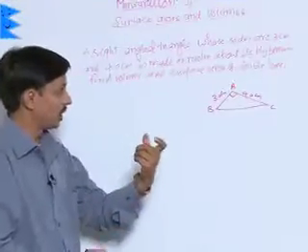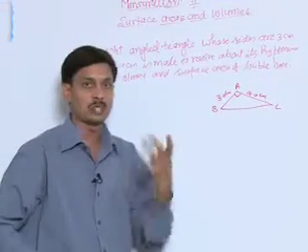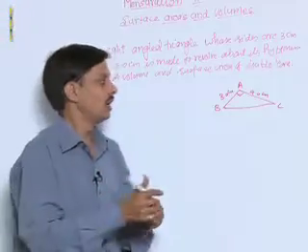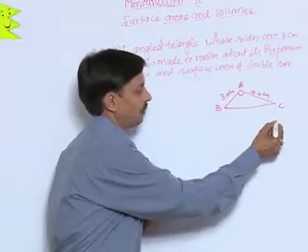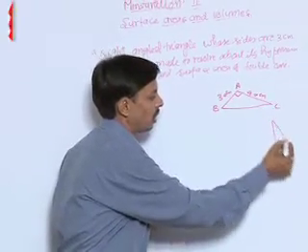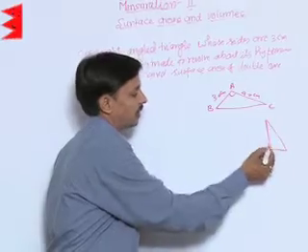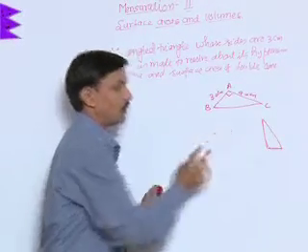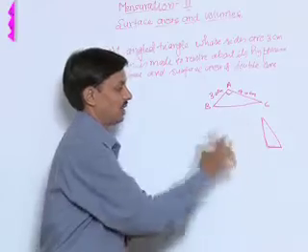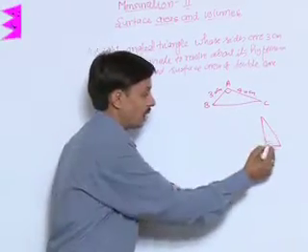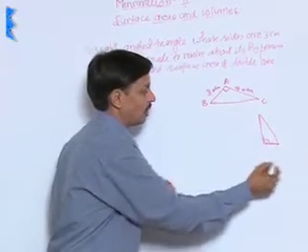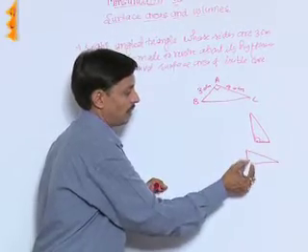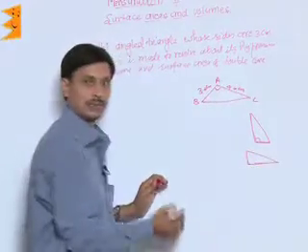As in the theoretical portion or introduction or explanation of the formulae, I told you, when a right angle triangle is revolved about its height, then the base becomes radius and perpendicular becomes the height. But if the same triangle is revolved like this about its base, then this becomes height and this becomes the radius.